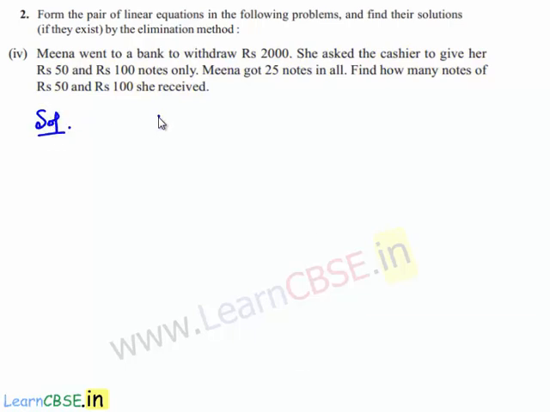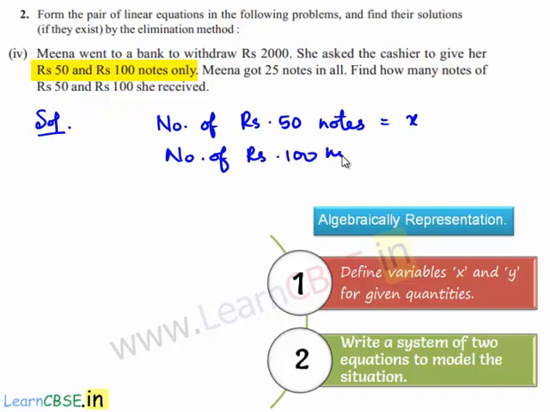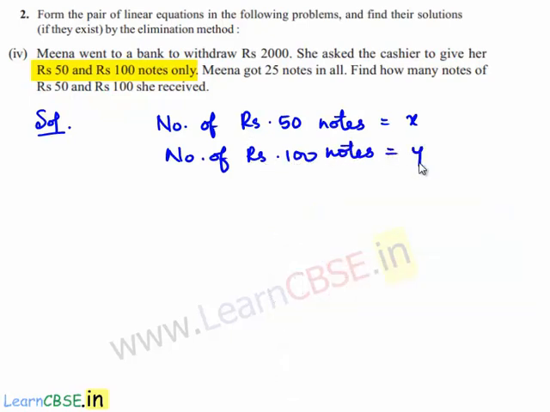Now assume number of 50 rupees notes is equal to X and number of 100 rupees notes is equal to Y. According to the given problem, total number of notes is equal to 25. That is, X plus Y is equal to 25. Name this as equation number 1.